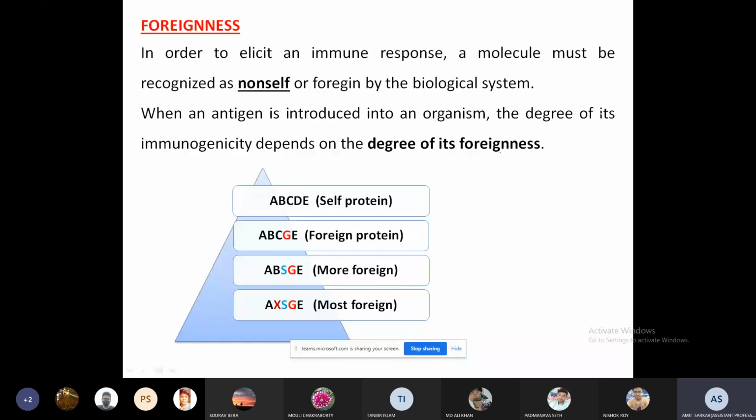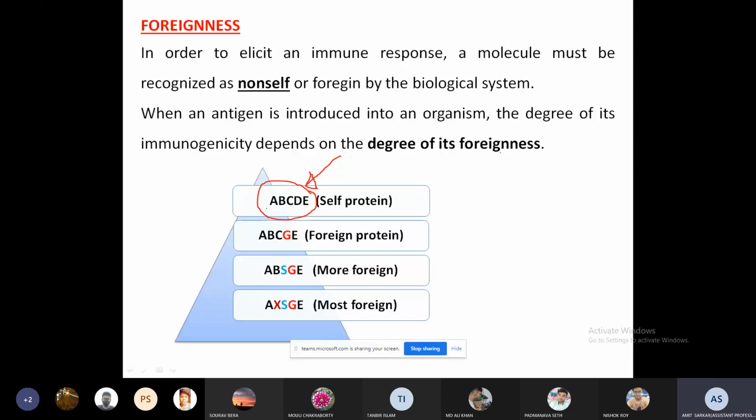So from this discussion, you understand that our muscle protein A, B, C, D, E will never be recognized by our immune system as an antigen, okay? Because it's our own protein. So this self protein has no immunogenicity. It does not have the capability to induce our immune response. And that is good, because otherwise we would be suffering from autoimmune disease.